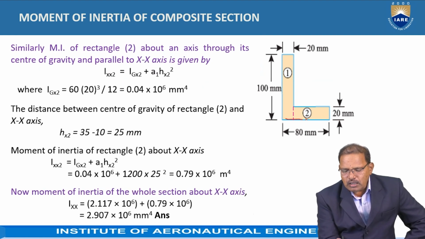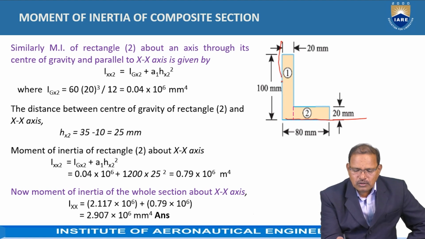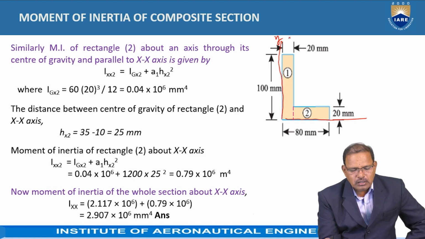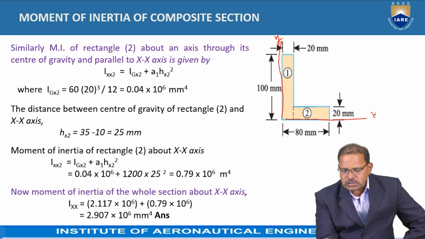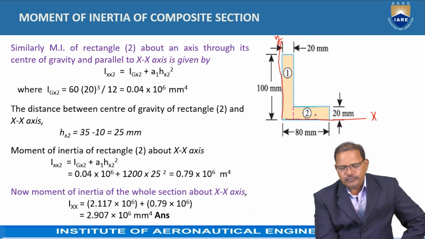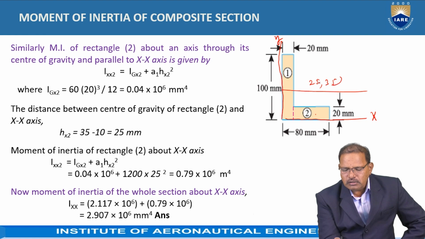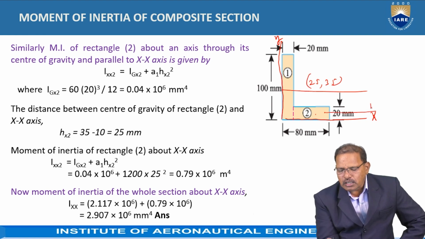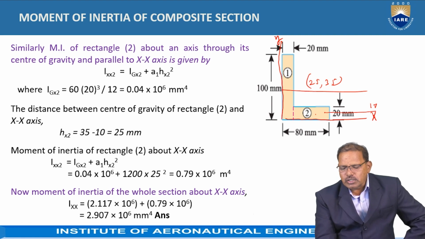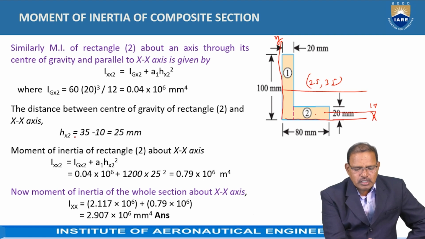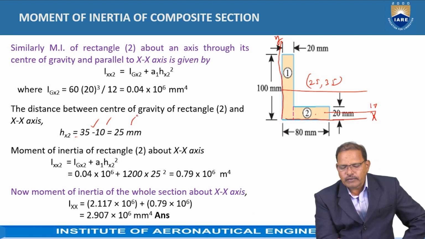Similarly, the moment of inertia of the whole section about the x-axis is required for the second rectangle. For the second one, the area is equal to 60 into 20, that is 1200 mm square. The centroid lies at a distance of 10 for this one, while the composite centroid is at 35. So H2 is equal to 35 minus 10, which is 25 mm.